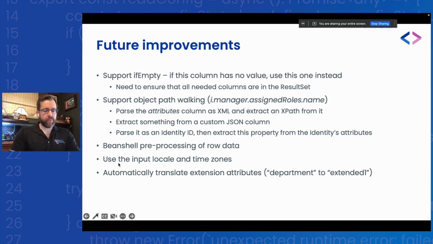We probably want to support the input locale and the time zones. Somebody who creates a report that runs one of our queries and gets back a date probably wants to see the date where they're located. They don't want to see the date around the world. So we could do that locale and time zone translation for them. Or we can automatically translate extension attributes. I don't know if you noticed in my query, I was directly referring to extended one. What we could do instead is refer to it by its attribute name, so department, and have the preprocessor of our query translate it to extended one.